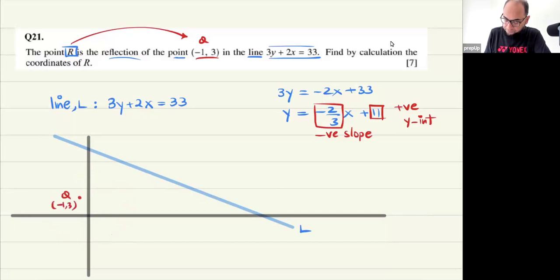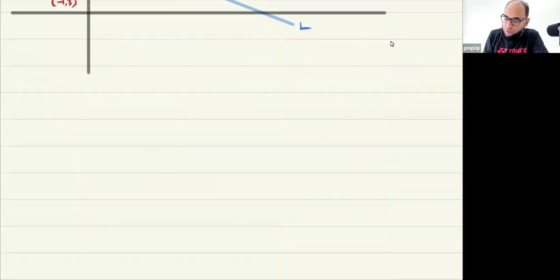Minus 1, 3. The reflection is R. Now think for a second. When we look in the mirror, we are the object and we see our image. The distance of the object from the mirror is the same as the distance of the image from the mirror. So that is the first rule that we are applying. So let's say if this is a mirror and the object is labeled as Q and the image is labeled as R.